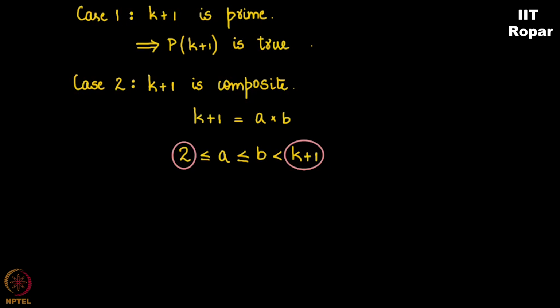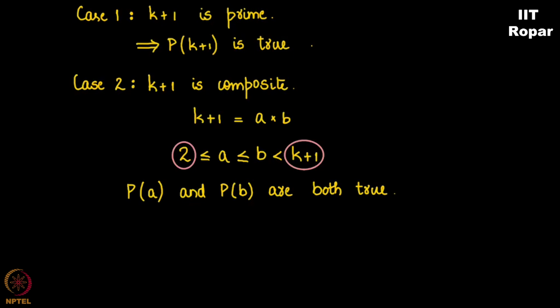Now, what am I going to do here? I will apply the induction hypothesis to both A and B, which says that P(A) and P(B) are both true. Did you see why we use strong induction here? We want every number less than k to be written as a product of primes, which we assumed in our hypothesis. That is coming to our help here. So did you see the significance of strong induction?